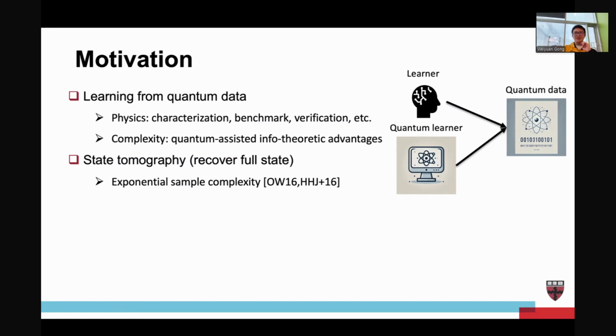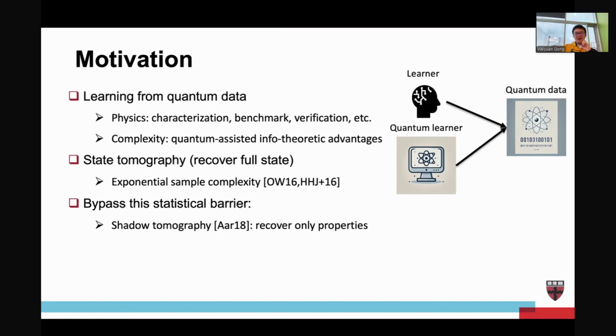There are several ways to bypass this exponential complexity. The first method is called shadow tomography, given by Aaronson. The task here, instead of recovering the full state, is to recover only some properties of the state. In particular, you are given some known observables and an unknown quantum state, and your goal is to estimate the expectation values of these observables.